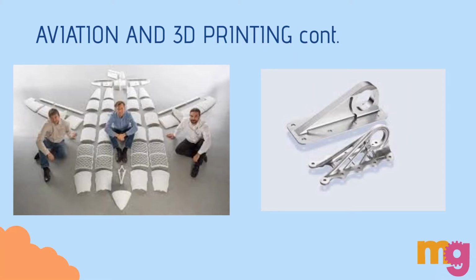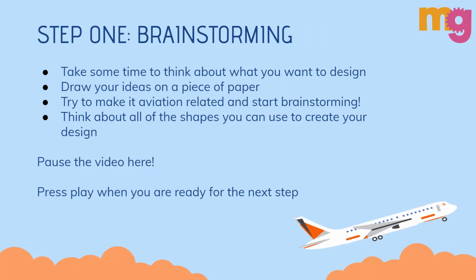So now here are some pictures of different parts of the airplanes that Airbus 3D prints. So on the left you have maybe more of a plastic type of cover for different parts of the plane, and on the right those are examples of metal parts that are 3D printed for airplanes.